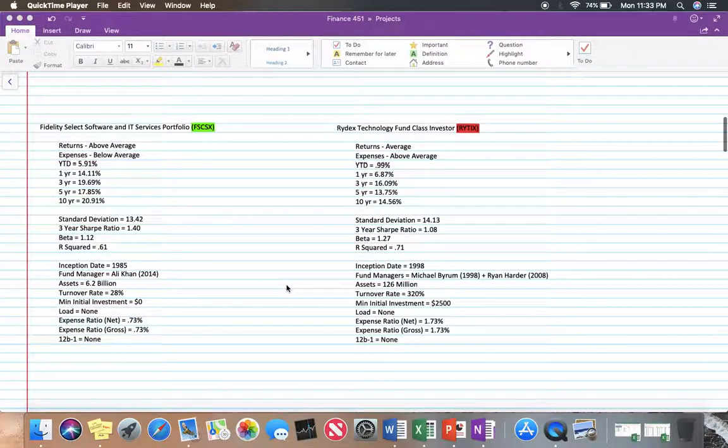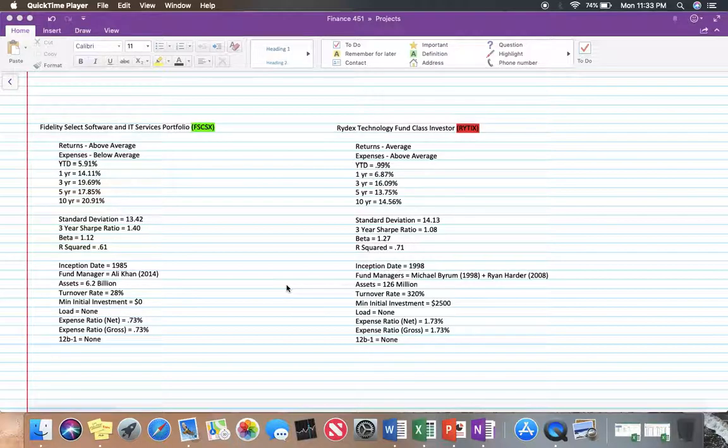Now, based on sensitivity and volatility measures, we have standard deviation, 3-year Sharpe ratio, beta, and R squared. All of these measure how volatile and how sensitive these funds are to markets and market movements. So the lower standard deviation we want, because it's less volatile, which is the Fidelity Software Portfolio Fund.